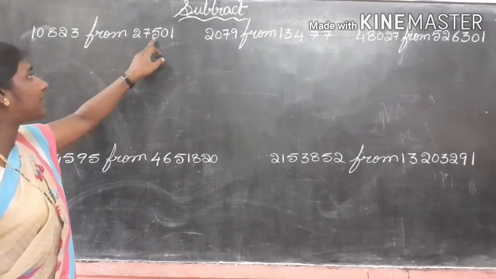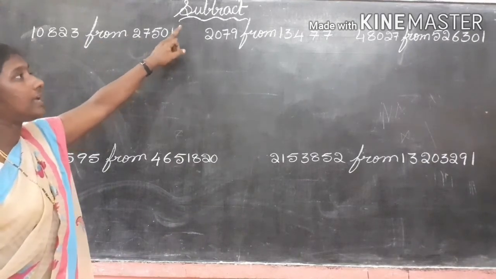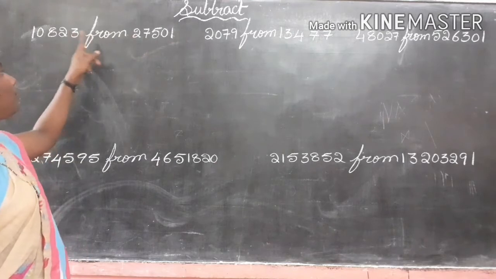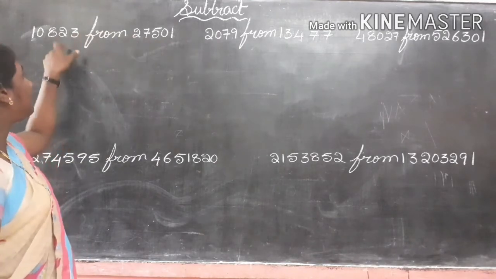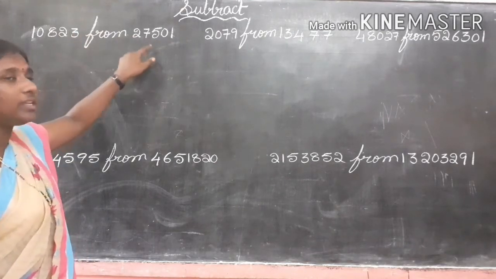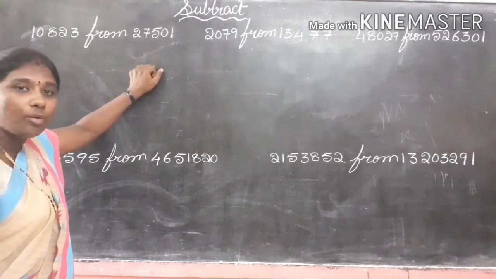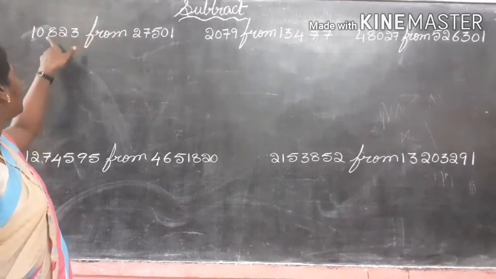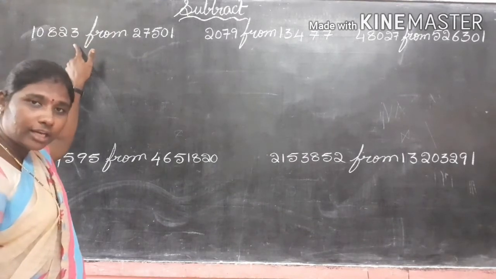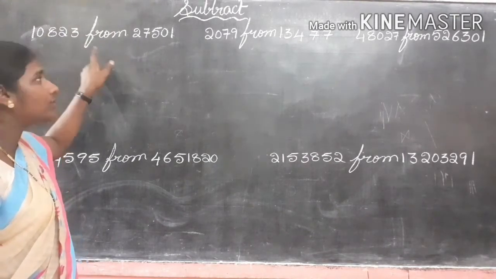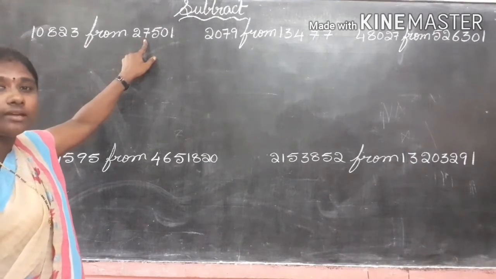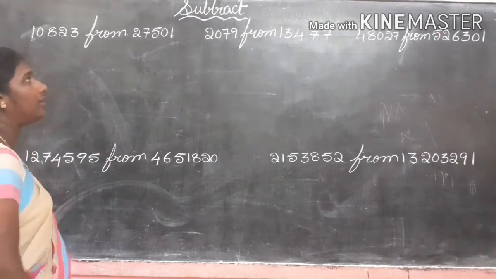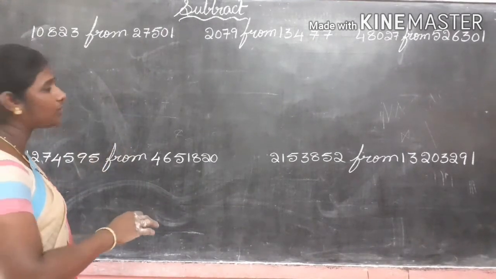Subtract 10,823 from 27,501. Subtract this number from this number. So first we have to write which number? This number we have to write, from 10,823 we have to subtract from 27,501. First we have to check the place values, ma'am.